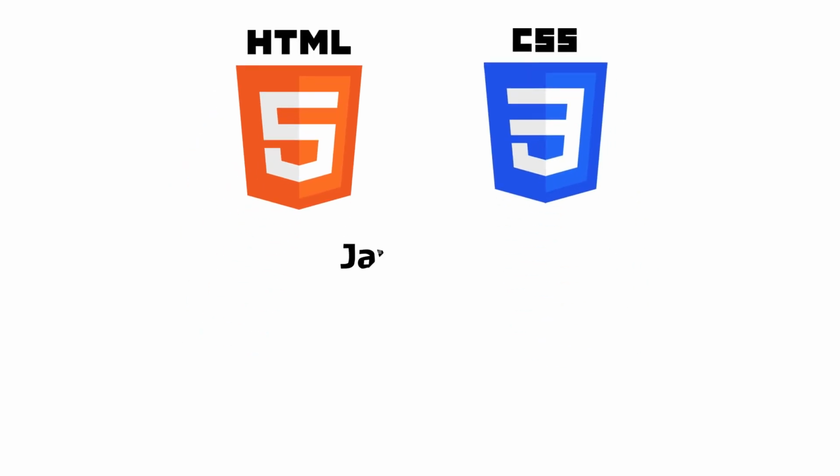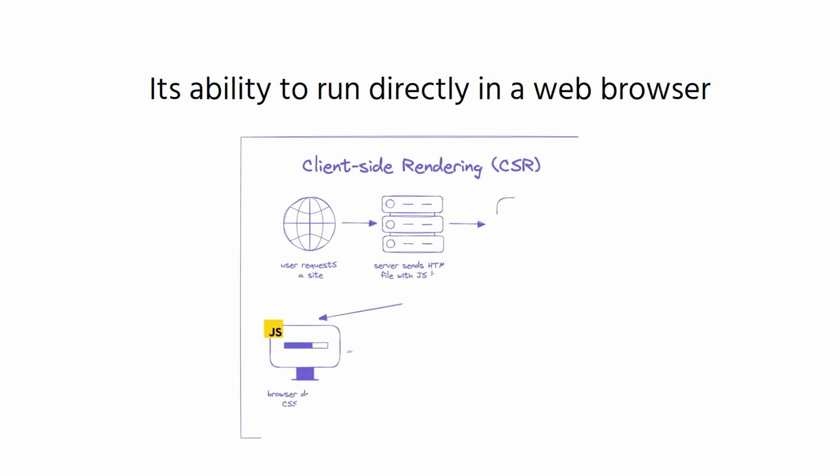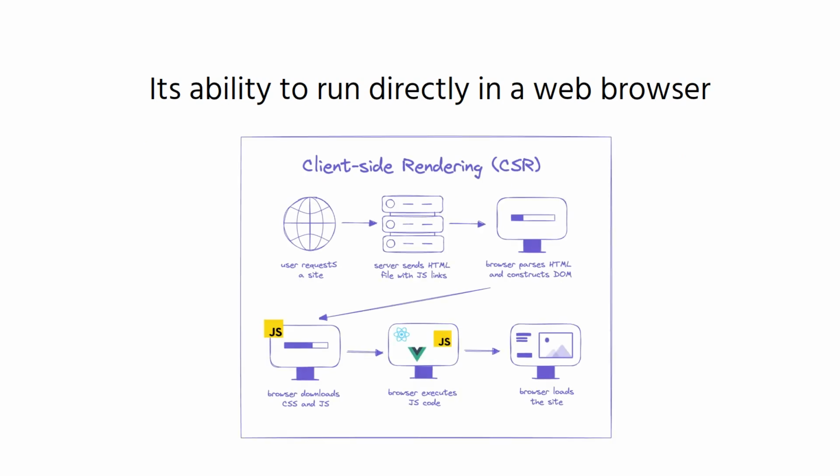Unlike HTML and CSS, which are used to structure and style a web page, JavaScript adds functionality, enabling users to interact with the content. One of JavaScript's key features is its ability to run directly in a web browser. This means that users do not need additional software to execute JavaScript code. It's executed client-side, reducing server load and improving user experience.